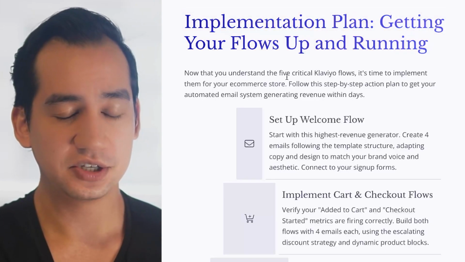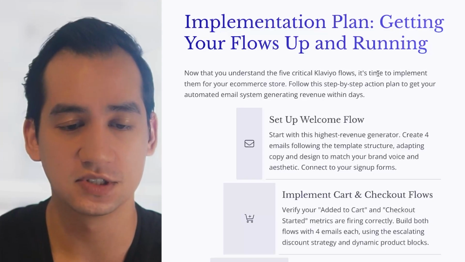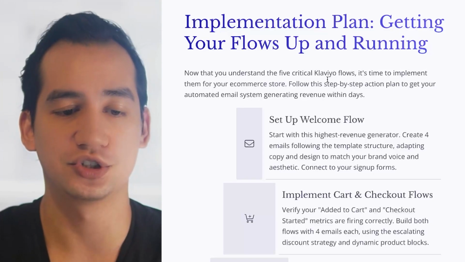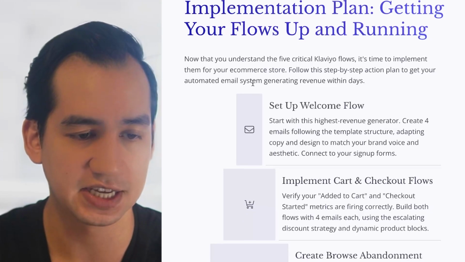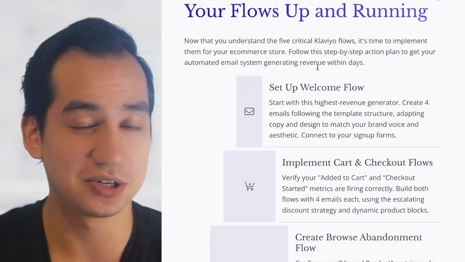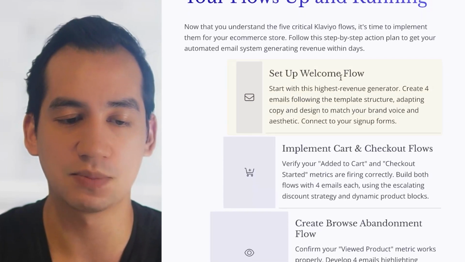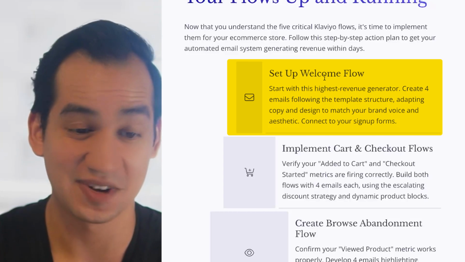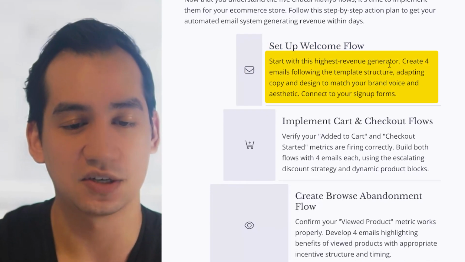So now that you understand the 5 critical Klaviyo flows, it's time to implement them for your e-commerce store. So follow this step-by-step action plan to get your automated email system generating revenue within days. So step 1 is going to be set up the welcome flow. Obviously, this is the most important. This is the highest revenue generator.